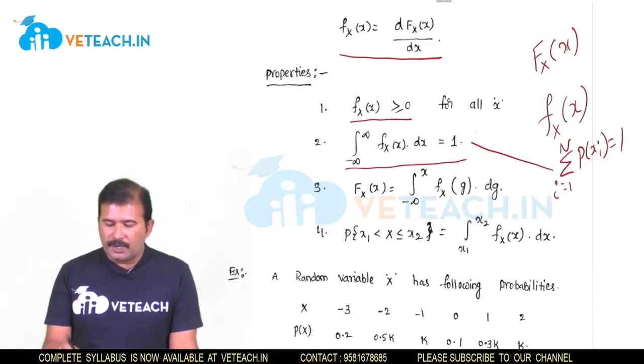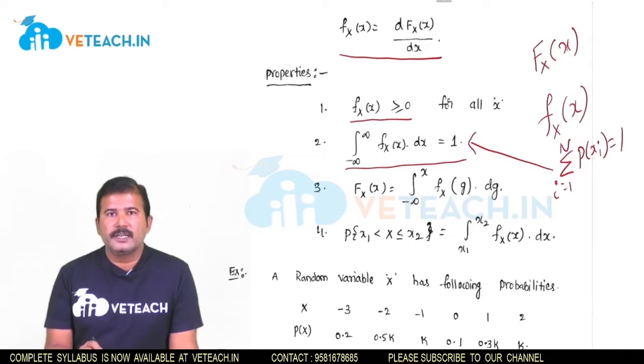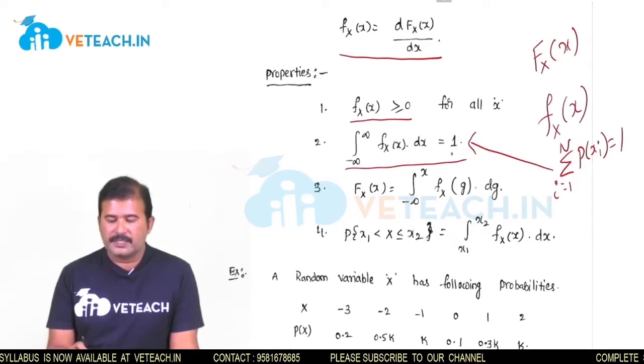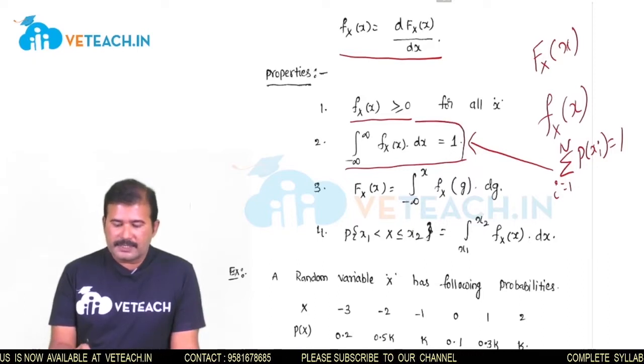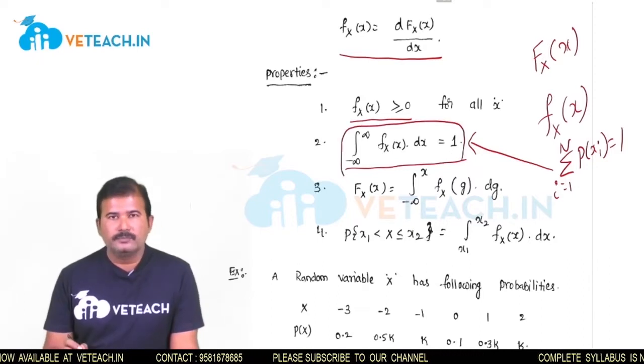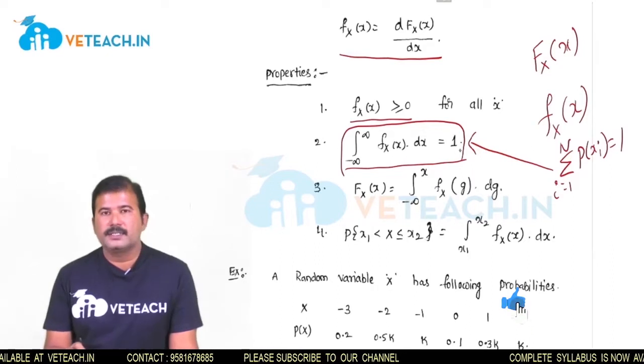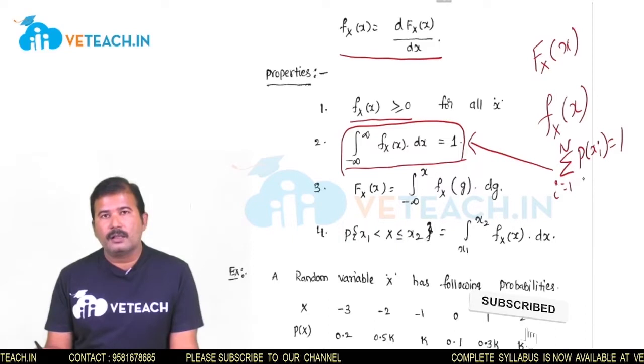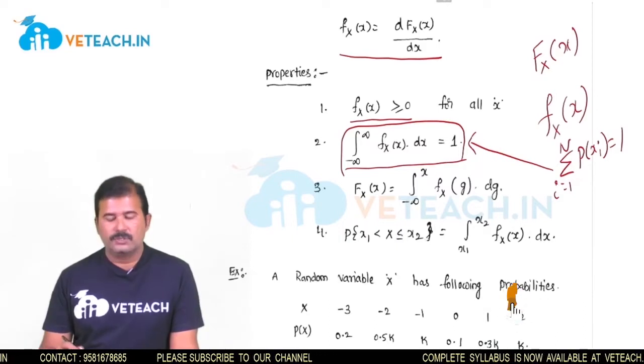Alternatively, in continuous form, this is represented in terms of the density function as the integral from minus infinity to infinity of f_X(x) dx. That means this integral represents the area under the density curve, which is equal to 1. In the discrete case, the equivalent is that the sum of all the probabilities must be equal to 1.